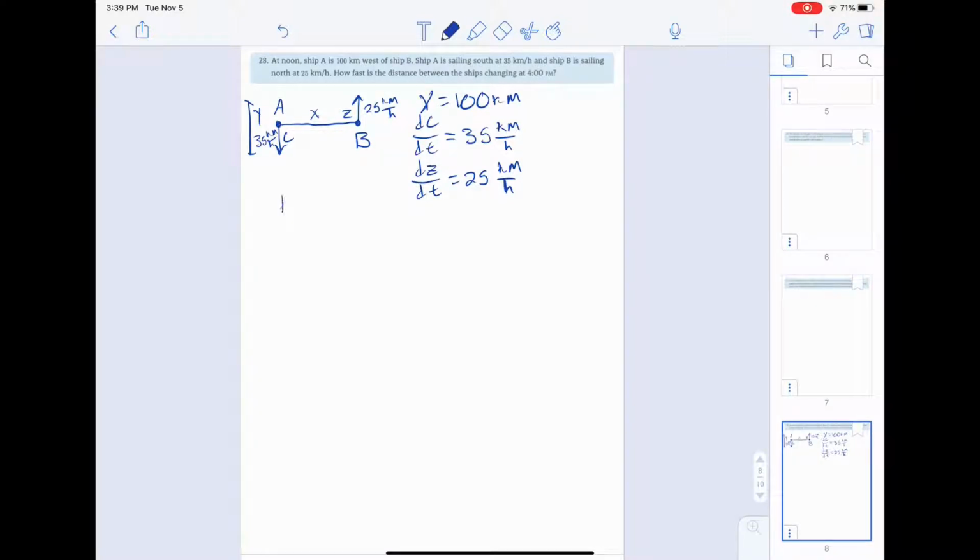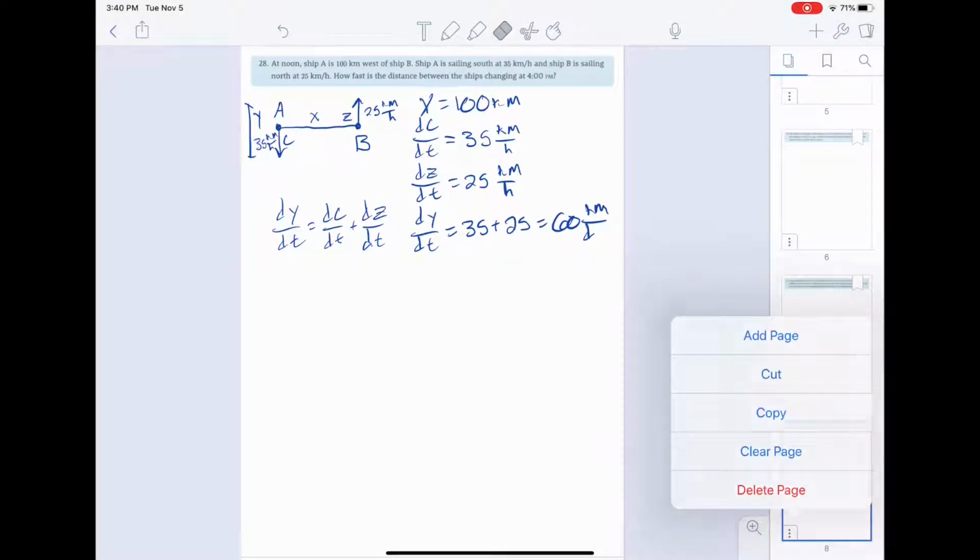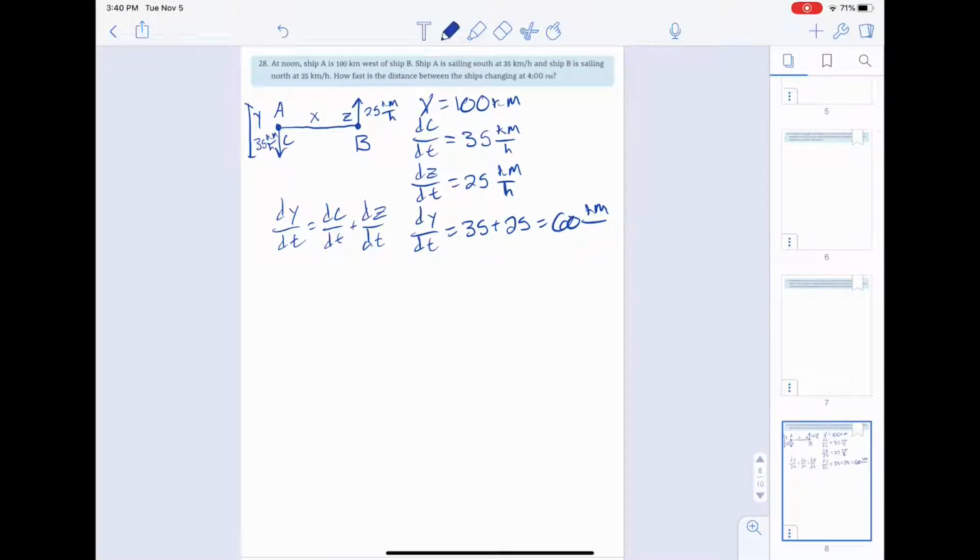So, which means the derivative of Y with respect to t is equal to the derivative of C with respect to t plus the derivative of Z with respect to t as well. And we solve that just by doing some substitution. It's equal to 60. So our derivative of Y with respect to t is equal to 60 kilometers an hour.